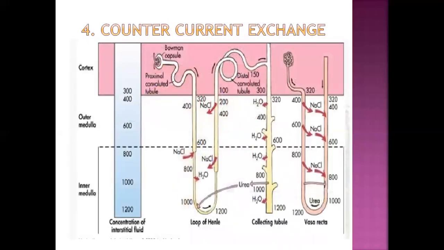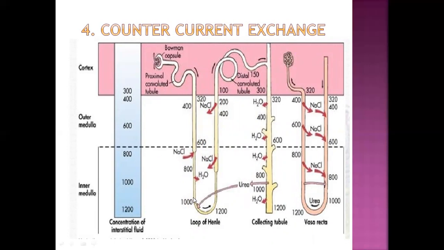Now the fourth section is countercurrent exchange. Countercurrent exchange is of two types. One is the countercurrent multiplier, which occurs in the loop of Henle.